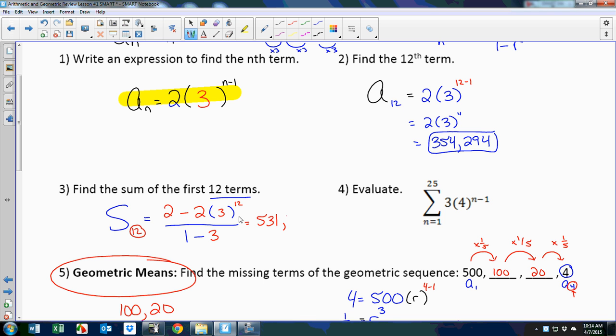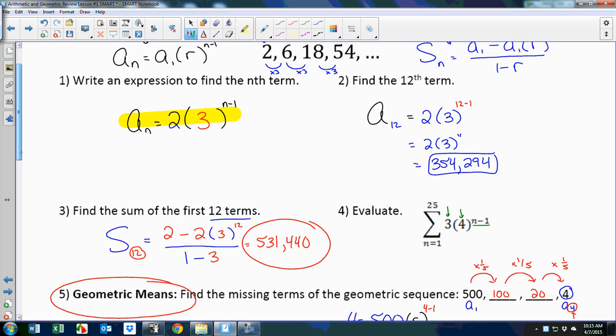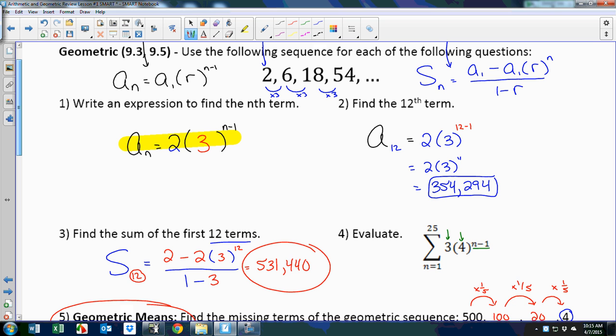Type the wrong way. Number 4 is also a different formula. But if we look at the formula for a second, you might notice that the 3 and the 4 and the n minus 1 are all looking like the sequence formula. A sub 1 would be the 3, the r would be 4, and the n minus 1 matches the n minus 1 in the sequence formula.